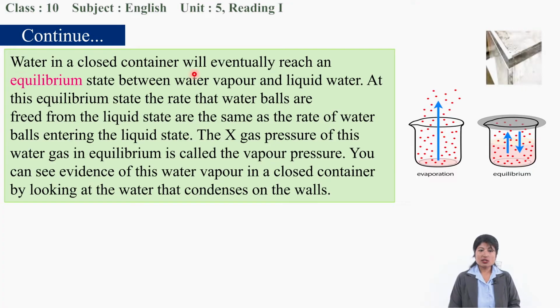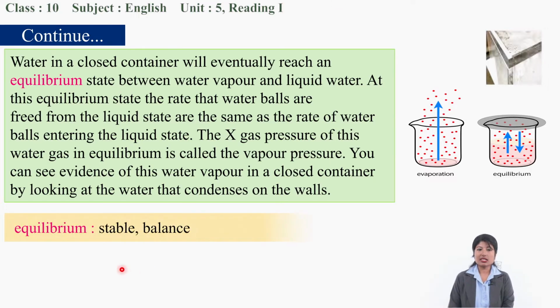Water in a closed container will eventually reach an equilibrium state between water vapor and liquid water. What is equilibrium? It is stable and balanced. As we talked about, water evaporates. This is evaporation, when water goes up as steam.